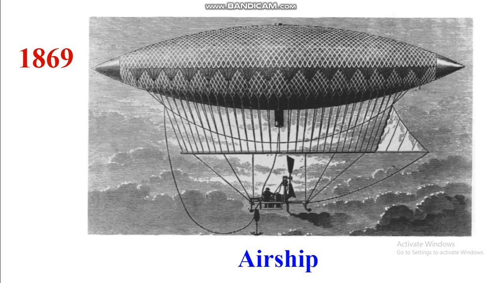In 1869, airships were the first aircraft to cross the Atlantic Ocean, but they were not used until the 1920s. An airship is a type of aerostat, or lighter than air aircraft, that can navigate through the air under its own power. Aerostats gain their lift from a lifting gas that is less dense than the surrounding air.